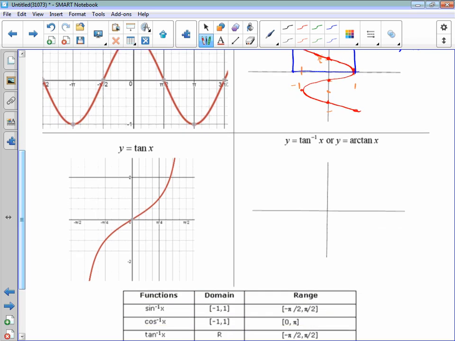Now try graphing inverse tangent. And guys, I would definitely use these points that are pi over 4, 1, and negative pi over 4, negative 1, 0, 0. Like, I'd plot all three of those points. Okay. I'll give you a second.